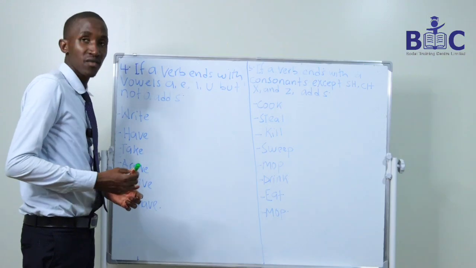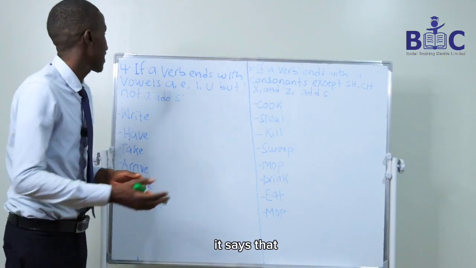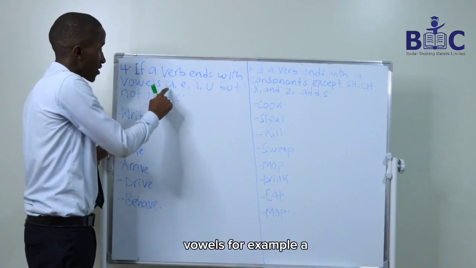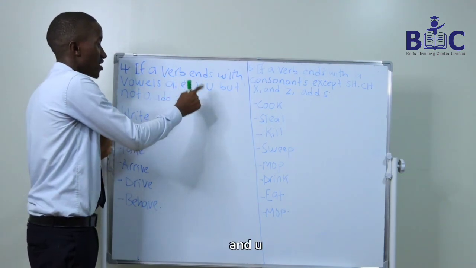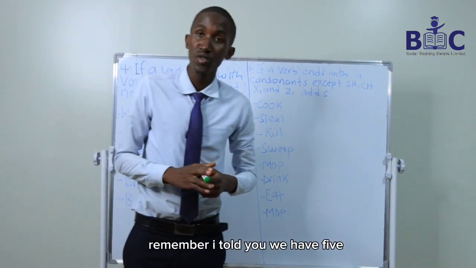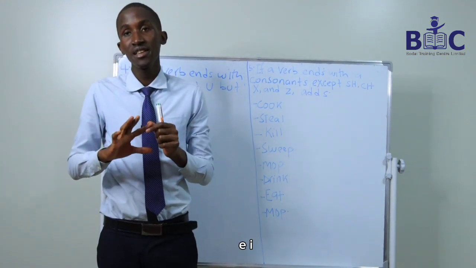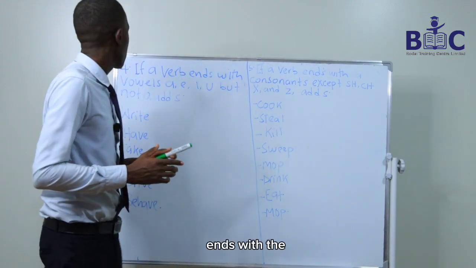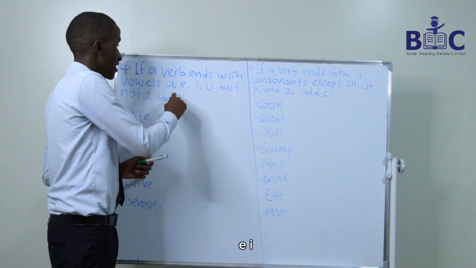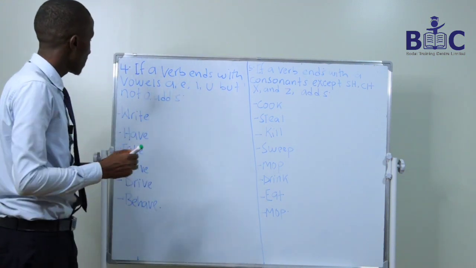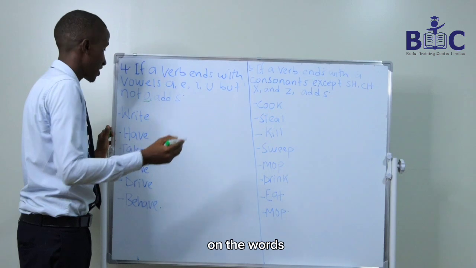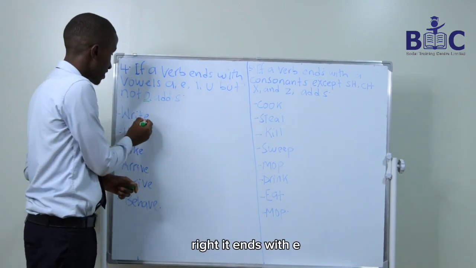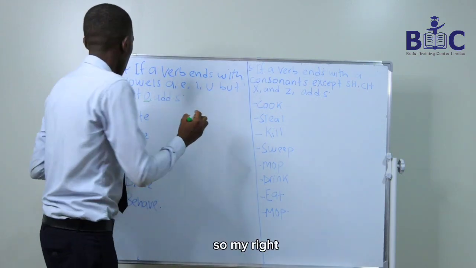I'm giving you the second example. Present simple tense. And what does the first rule say? It says that if a verb ends with vowels, for example, A, E, I, and U, but not O. Remember I told you we have 5 vowels. A, E, I, O, and U. But this rule says if a verb ends with the 4 vowels A, E, I, and U, but not O. Meaning, you should not consider the O on the words. For example, I have the word here, write. Write, it ends with E. And E is a vowel. So my write will become writes.